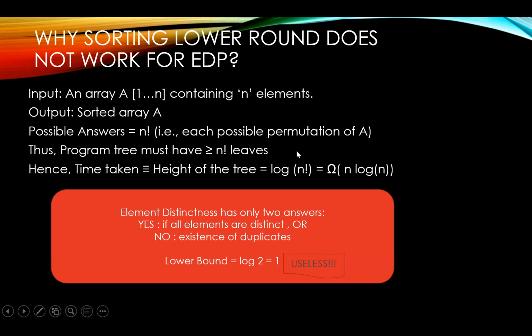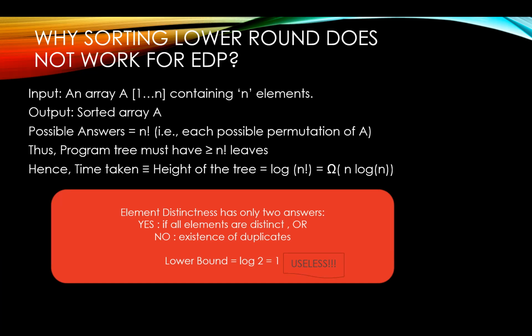For a normal sorting problem, the input is an array A containing n elements, and the output is the sorted array A. The proof is that the possible answers number n factorial, that is, each possible permutation of A, which we talked about in the previous slide. So the decision tree must have at least n factorial leaves. Its time taken is equivalent to the height of the tree, which is log n factorial, which is omega of n log n.